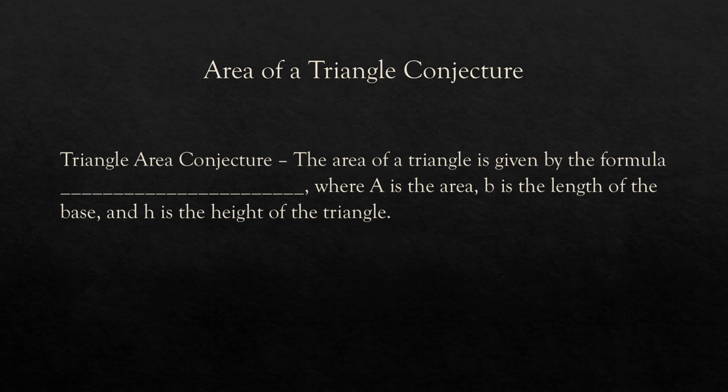The triangle area conjecture. The area of a triangle is given by the formula A equals 1/2 BH, where A is the area, B is the length of the base, and H is the height of the triangle.